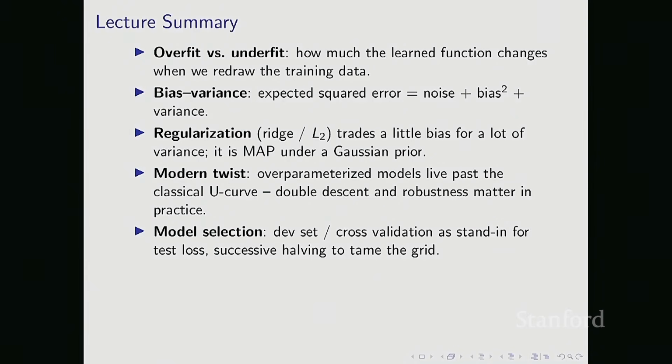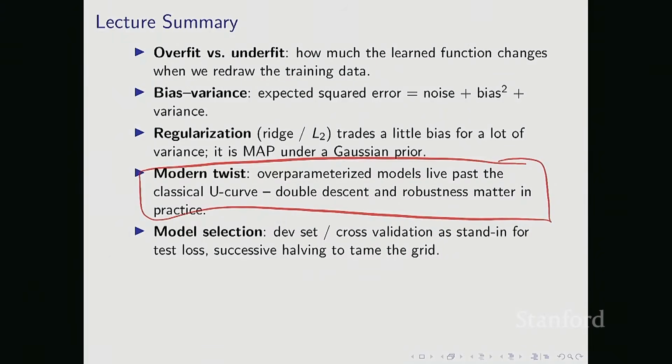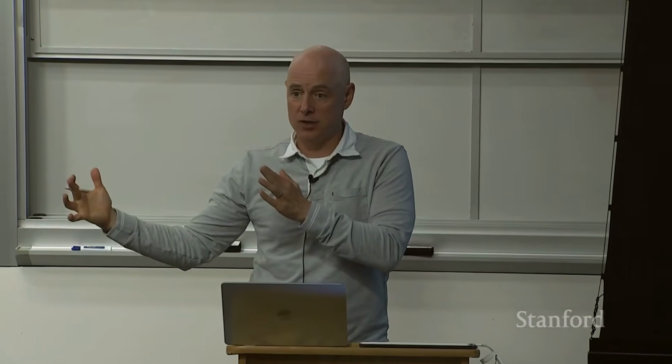I couldn't help myself. I don't think you have to know this for the course, but I wanted to tell you. Modern models have this twist that past the U-curve that I showed you, the classical bias variance trade-off curve, lives this other regime. And that's where most of the models that you probably use right now live. They live in that over-parameterized regime, where, as you said, you have huge models relative to the amount of data that's there.